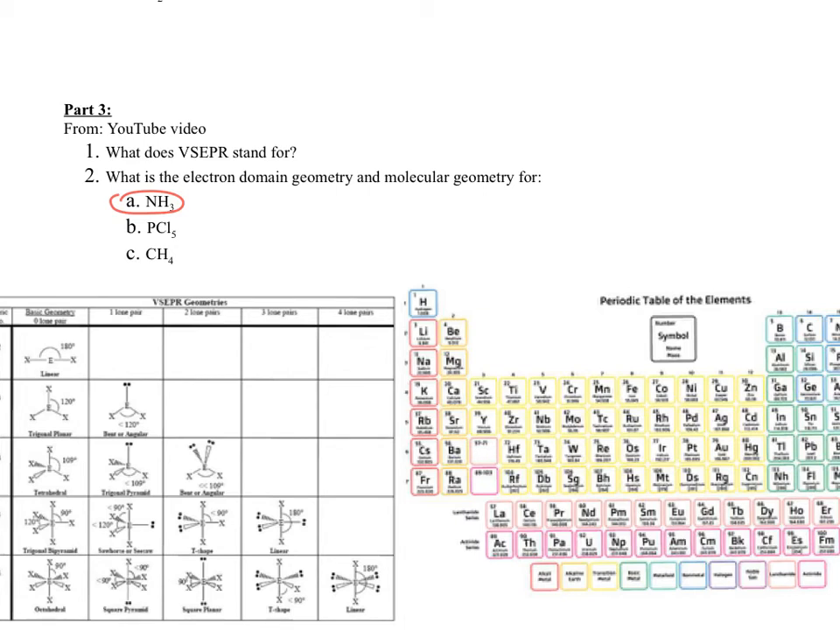Okay, so the first step in determining electron domain geometry, which I'm going to give you a synonym for, this is what's used in the YouTube video, electron domain geometry. This is the same on my chart as basic geometry. And when you see molecular geometry, this is the same as VSEPR. These are synonyms.